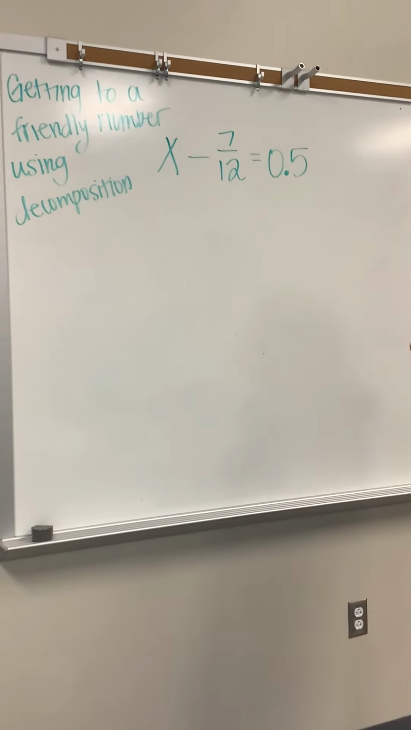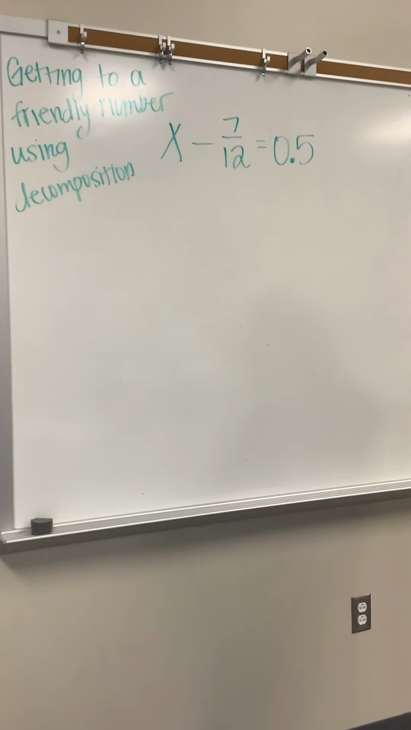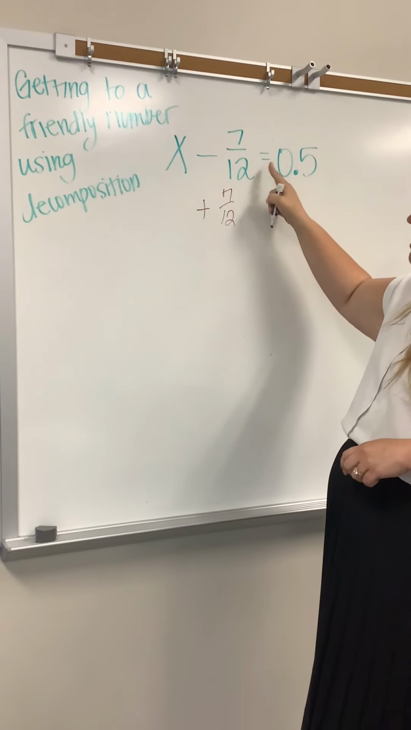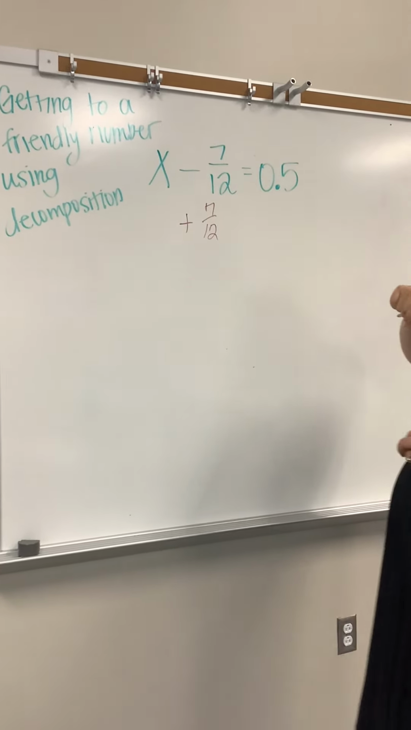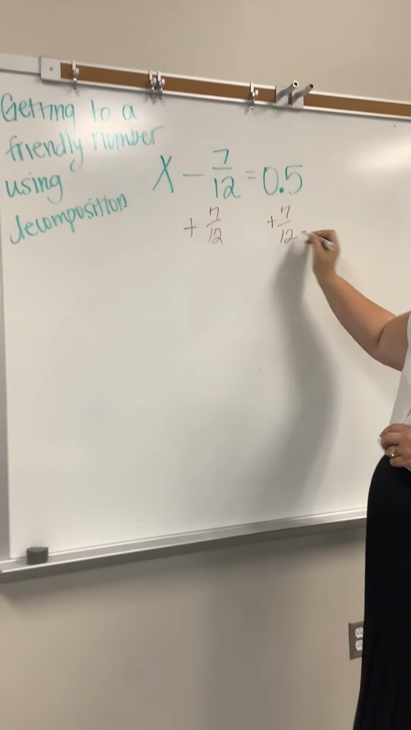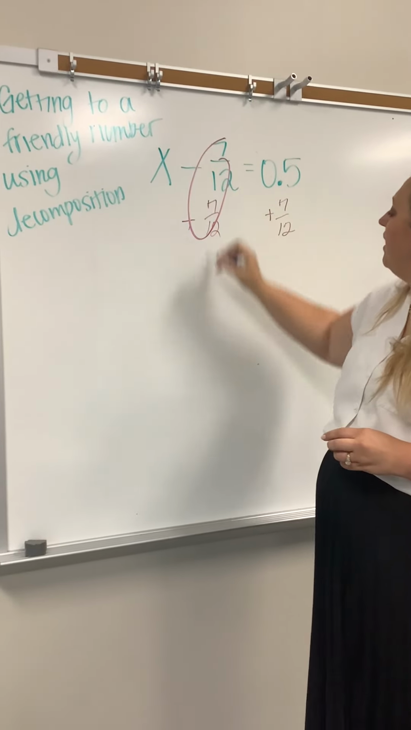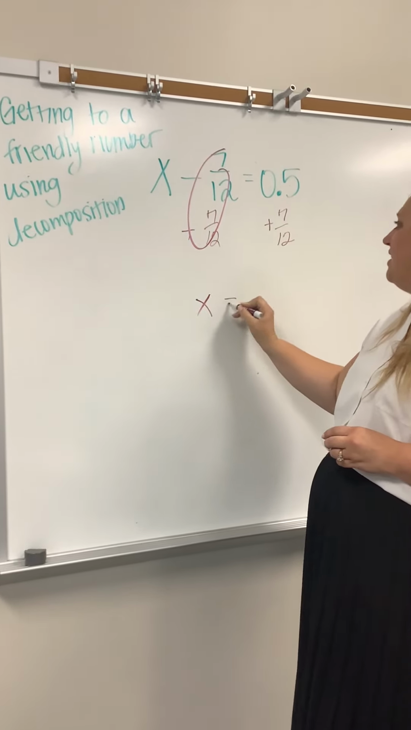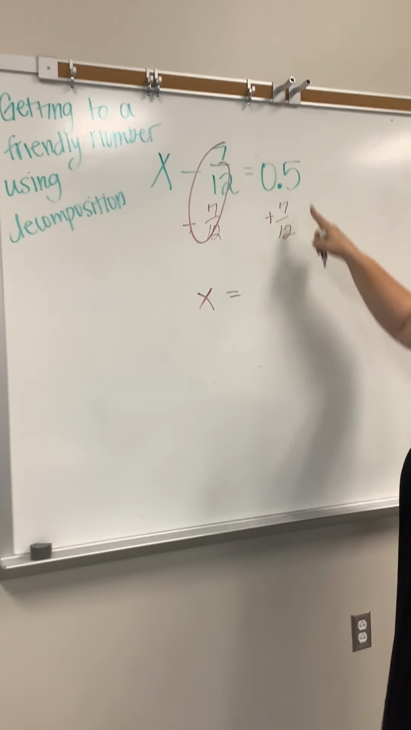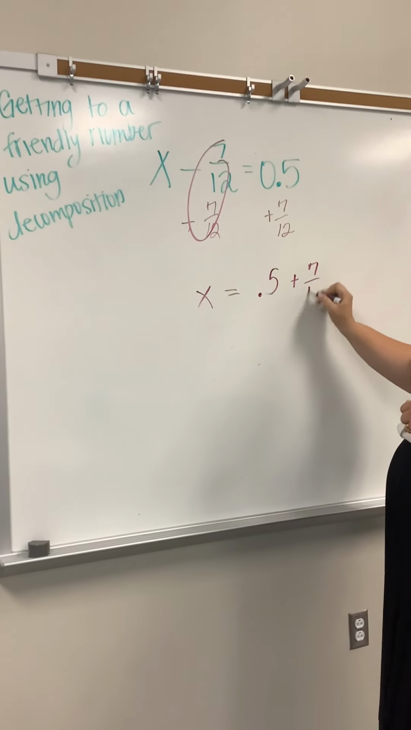So one way I can get rid of that negative 7/12 is by putting in a positive 7/12 to have that zero pair. If I add 7/12 to this side to maintain balance, because we know that equal sign means both sides are balanced, I would have to add 7/12 to this side. Then I simplify this expression with my zero pair, and I'm left with my x, isolating that x, which was our goal. On this side, I've now created the expression 5/10 plus 7/12.